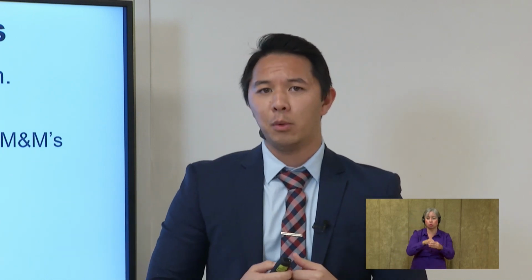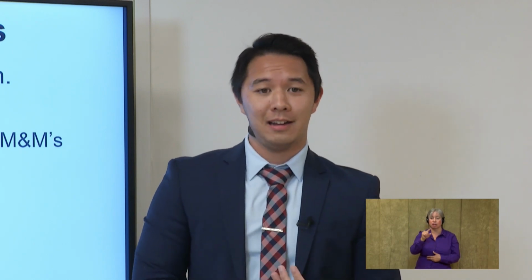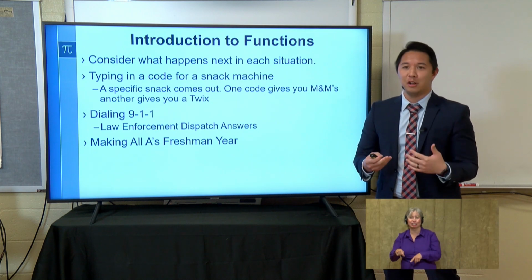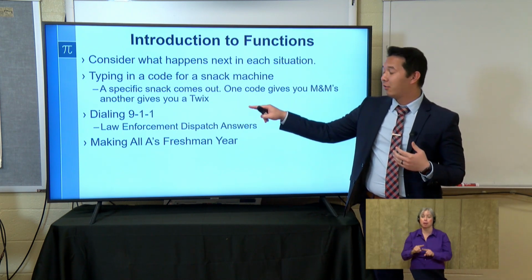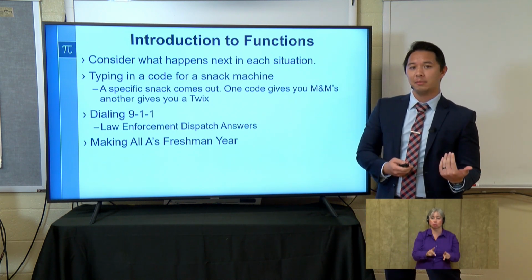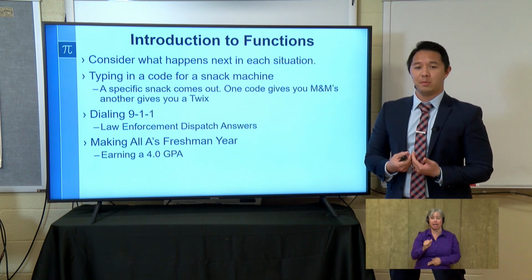Same thing with dialing 911. You're going to get a law enforcement dispatch answer. You're not going to type 911, hit call, and grandma's going to pick up, or your uncle's going to pick up, unless they work for law enforcement. But with that specific phone number, you're going to get a very specific person on the other end of that line. And then making all A's your freshman year, you're going to earn a 4.0 GPA.